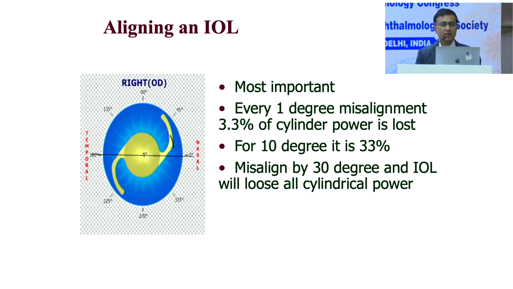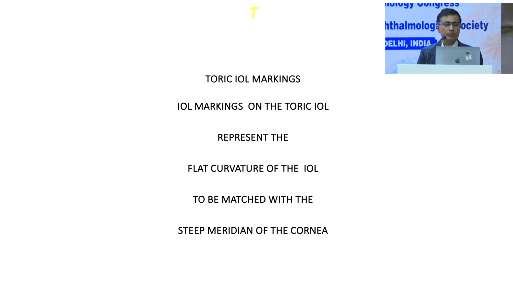Now, if you see the alignment of these toric markers, every 1 degree of misalignment gives 3.3% variability in the cylindrical power, and that is lost. So for 10 degree, there is 33% of the loss, and misalignment of 30 degree of IOL will lose entire cylindrical power. If you see the toric marks on the toric IOL, they represent the flat curvature of the IOL to be matched on the steep meridian of the cornea. So you have to consider the steep meridian for placing these toric marks on the IOL.